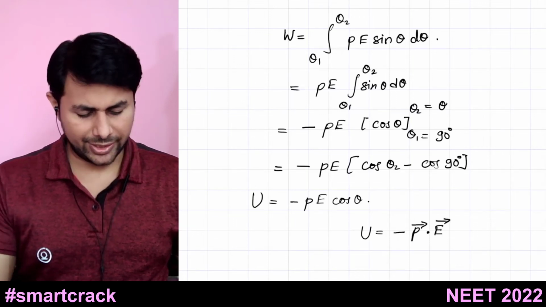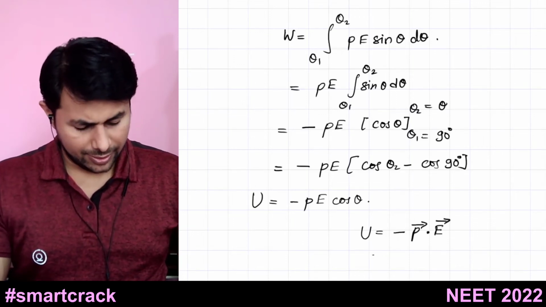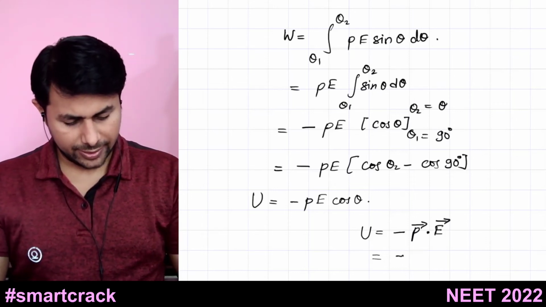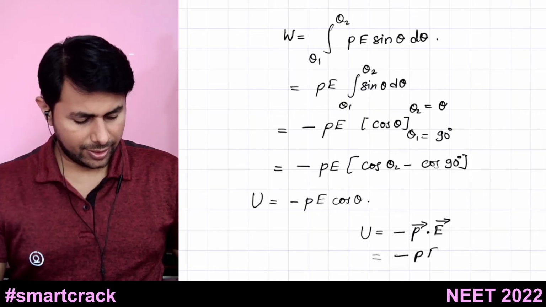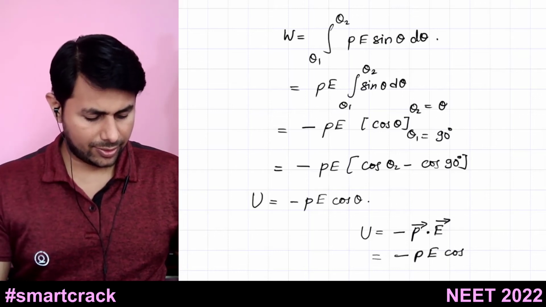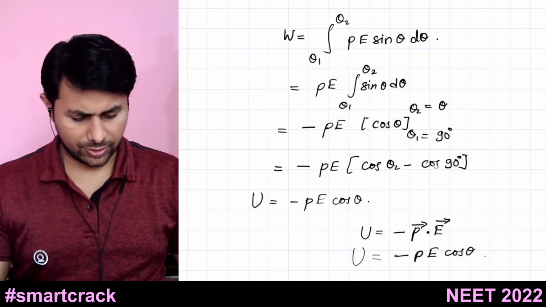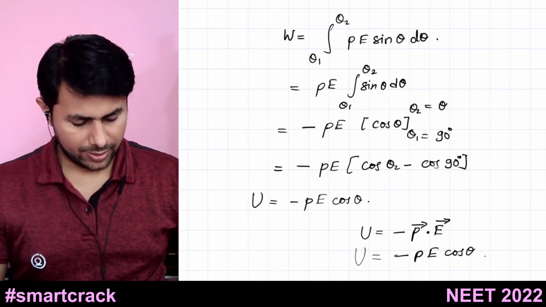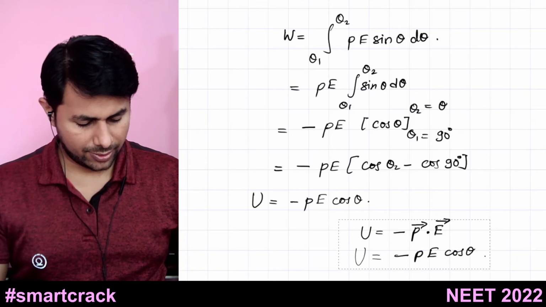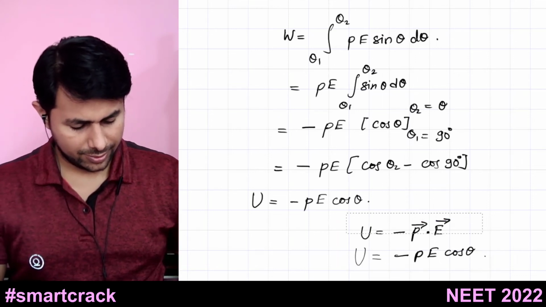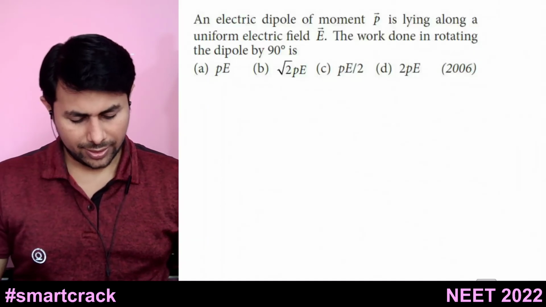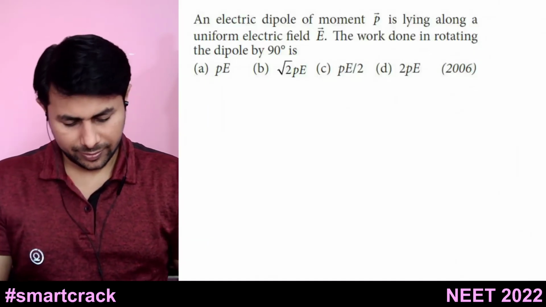So we have solved it here. Okay, so it is what? Minus P into E into cos of theta. Okay, so this is a direct formula to be memorized. All right. Okay, so let's move on to the next problem.